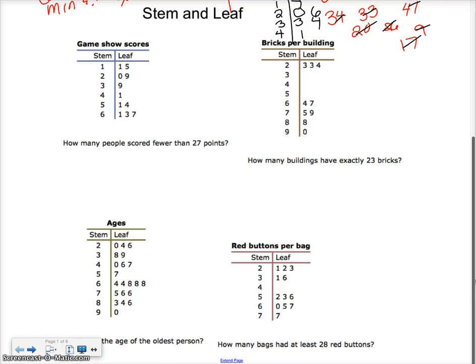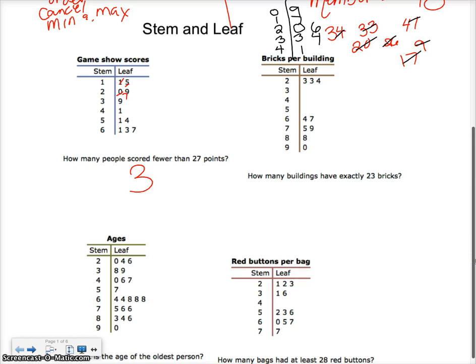How many people scored fewer than 27? So I would go to my stem of 2, 27 would be right there. Smaller than 27 is 1, 2, 3. 3 people scored less than 27 points. The next one, how many buildings have exactly 23 bricks? So 23 would be in the stem of 2, 23 and another 23. 2 buildings have exactly 23 bricks.